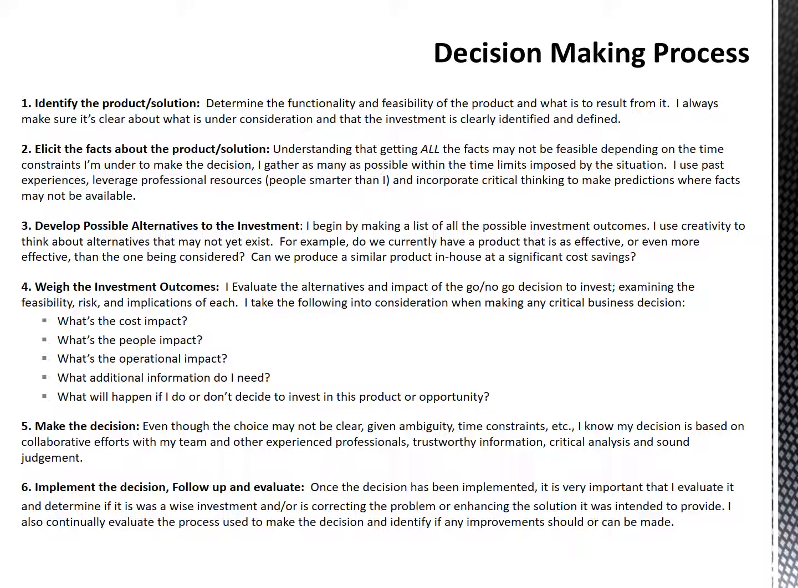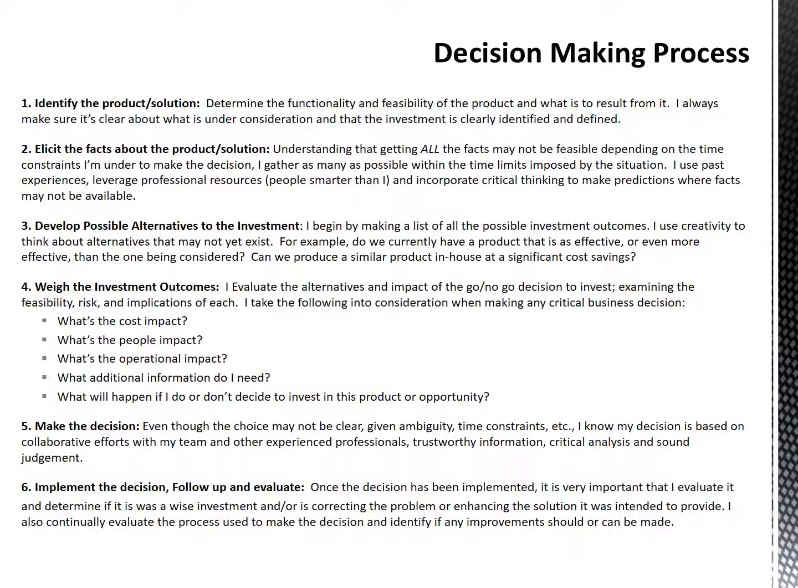For example, do we have a product that's almost as effective or even more effective than the one being considered, that was shelved, or something like that? And can we produce something in-house that might be just as good or even better at a significant cost savings? And then I weigh these investment outcomes.